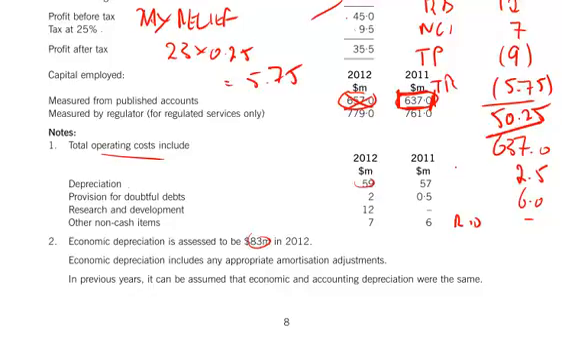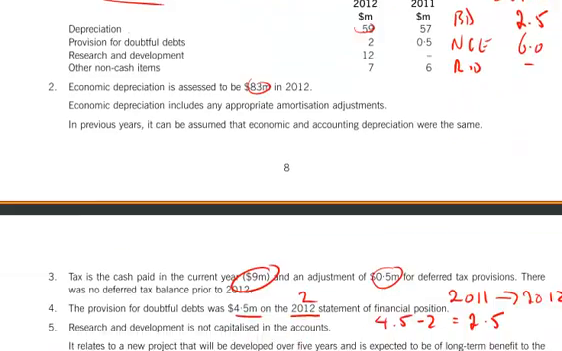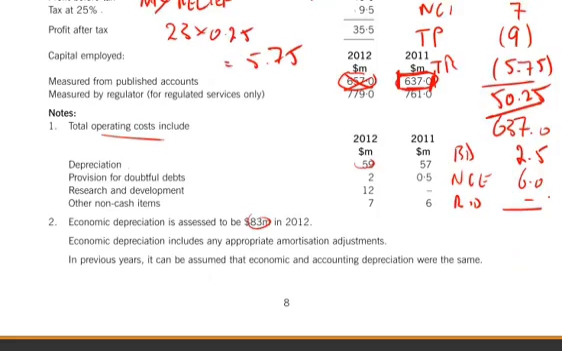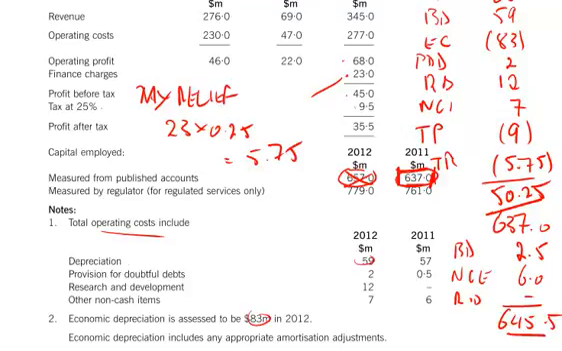So here we have the provision for bad debts. Here we have the non-cash expenses in there. And I don't think there's anything else to adjust the amounts by. Tax provision, research and development is not capitalized, new project. 637 plus 8.5 is going to be 645.5. So we're just about home and dry now.